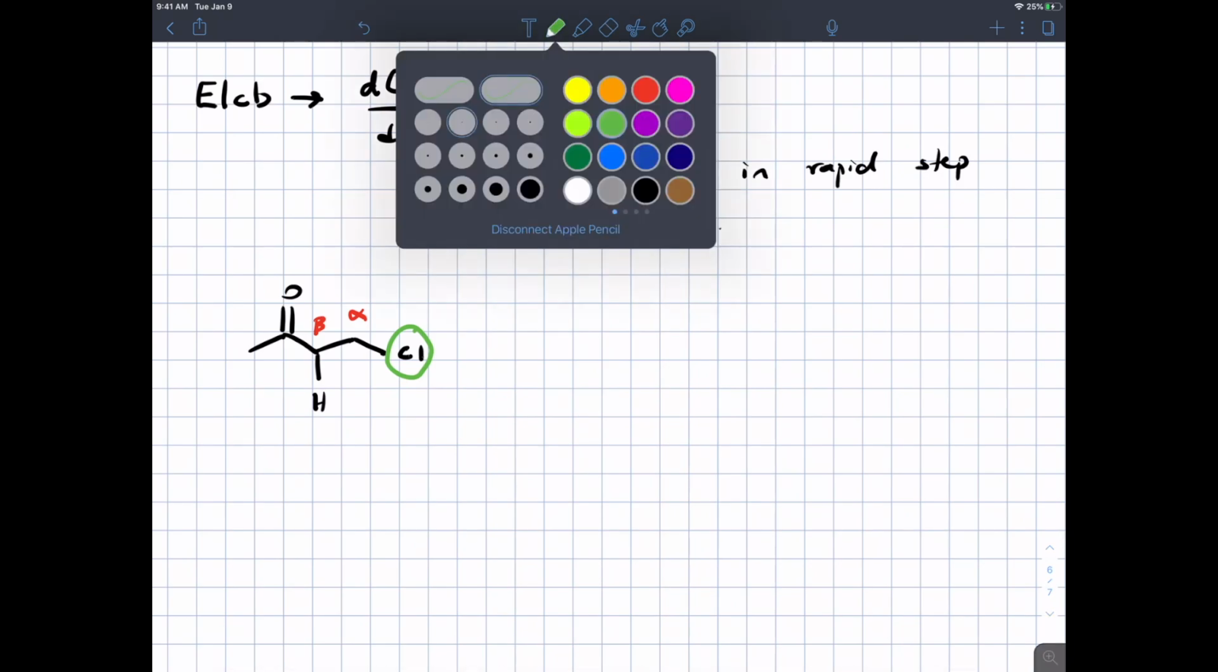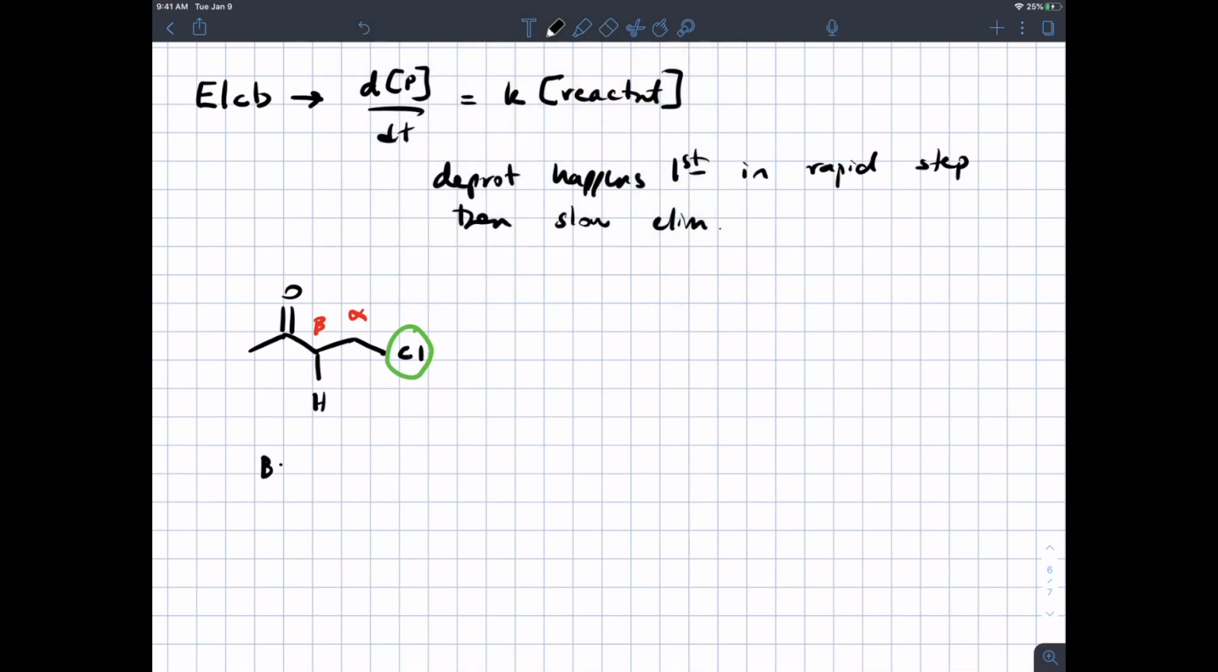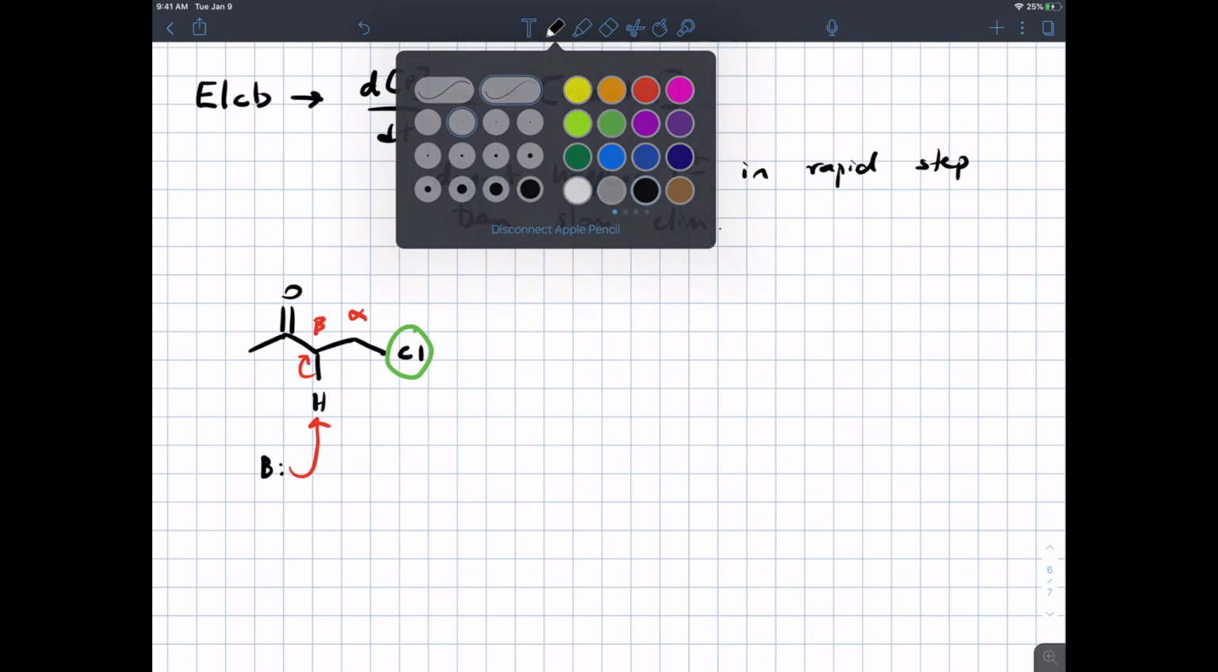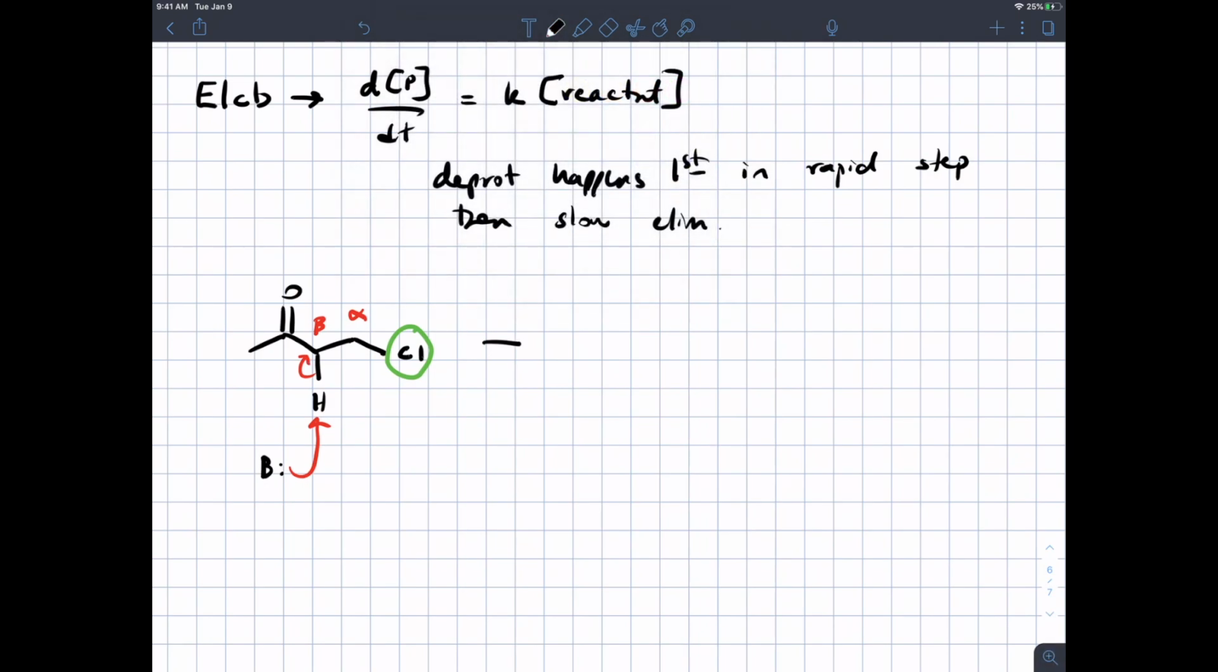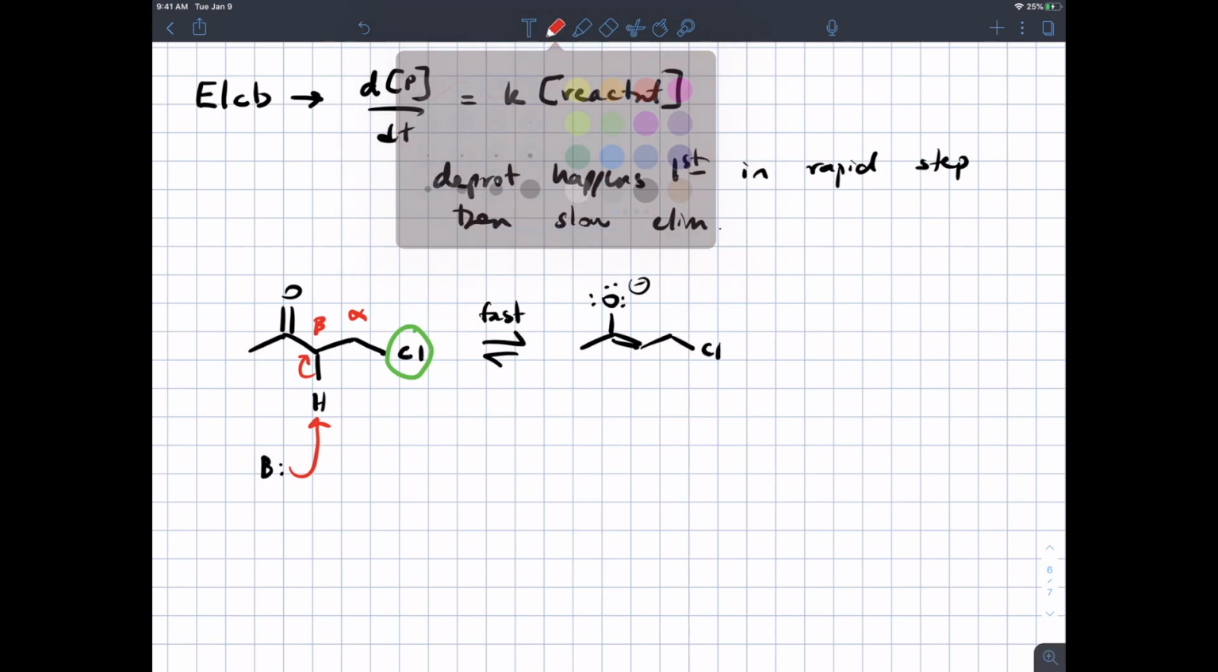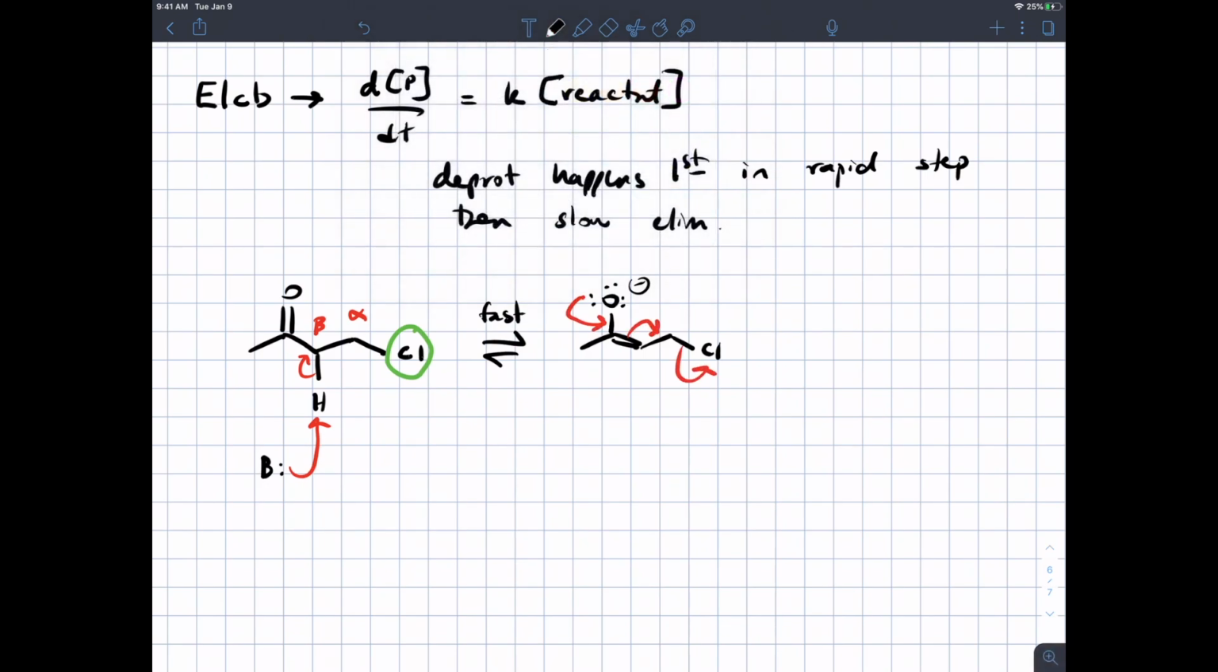But because the beta proton is adjacent to the carbonyl, it actually is faster to remove that proton. I guess I'll draw the enolate resonance structure, whatever. And then in a second step, you see elimination of the leaving group. And this is the step that is slow.